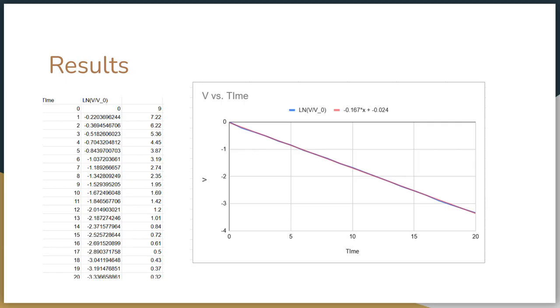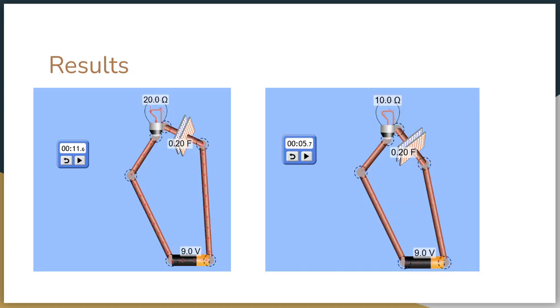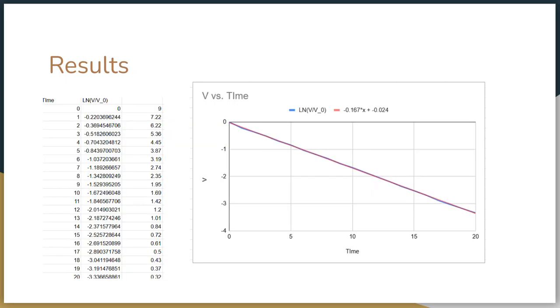This was the discharge of the capacitor over time. And you can see how the line of best fit is very close to the experimental values, which goes back to this one. You can see, based on these different time measurements, this is the result I got.